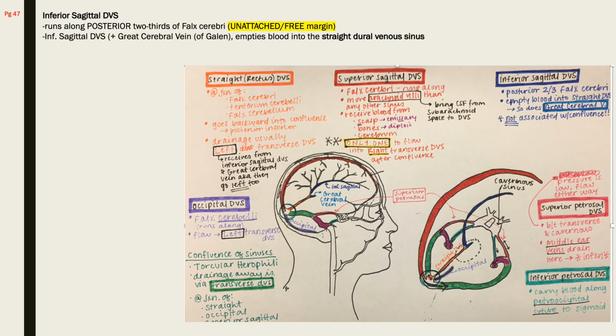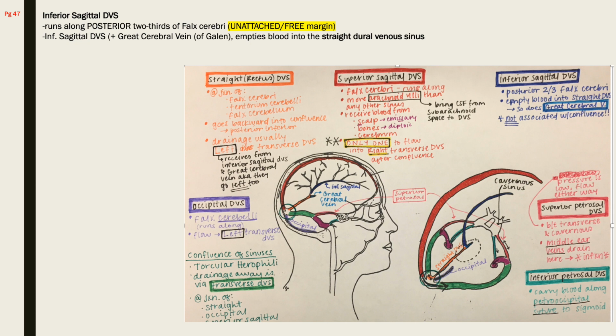Next we have the inferior sagittal DVS. So we said the superior one runs along the attached margin of the falx cerebri, and I highlighted and bolded that in the last slide. Now the inferior sagittal dural venous sinus runs along the posterior two-thirds of the falx cerebri, which is considered the unattached or free margin.